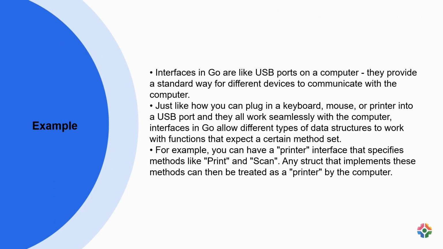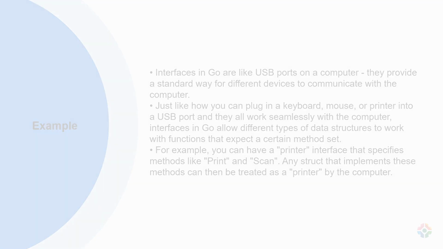Interfaces in Go are like USB ports on a computer. They provide a standard way for different devices to communicate with the computer. Just like how you can plug in a keyboard, mouse, or printer into a USB port, and they all work seamlessly with the computer, interfaces in Go allow different types of data structures to work with functions that expect a certain method set. For example, you can have a printer interface that specifies methods like print and scan. Any struct that implements these methods can then be treated as a printer by the computer.